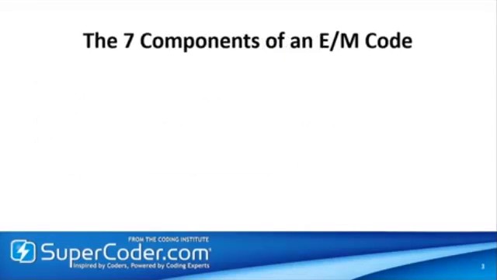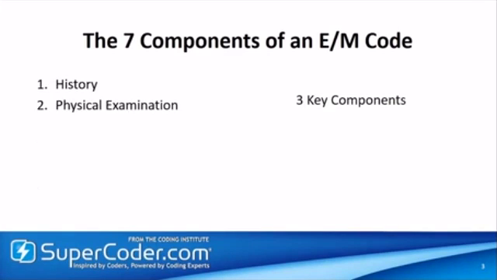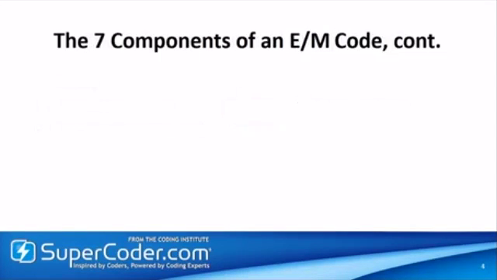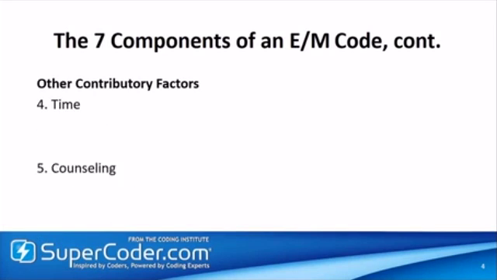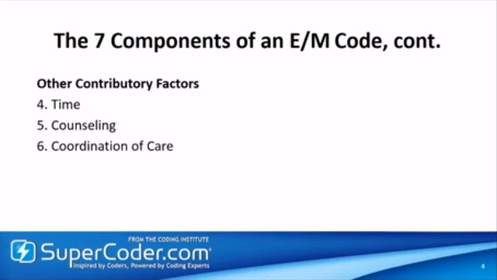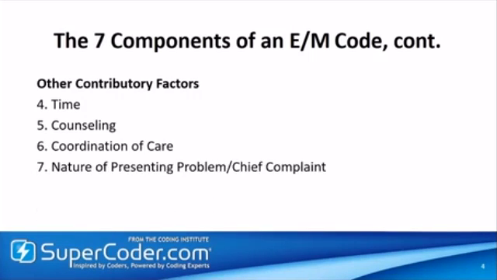Now, there are 7 components to an E&M code. The 3 key components are what most focus on, and these include the history, physical examination, and medical decision making. Next, you have other contributing factors such as time, counseling, coordination of care, the nature of presenting problem, or the chief complaint.